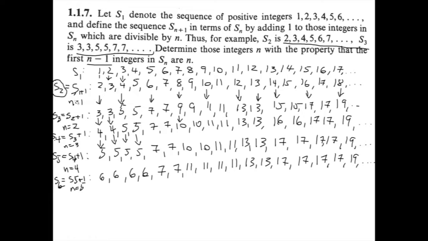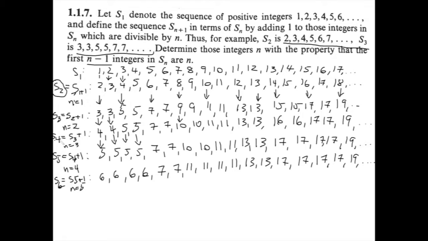Wait a minute, I'm sorry. Let me back up here. We're good with S2, right? Because for S2, n equals 2, so 2 minus 1 is 1. So the first integer is in fact a 2. So it applies for S2. What about S3? For S3, n minus 1 would be 2. So the first two integers, we ask ourselves, are the first two integers in S3 equal to 3? Well, here's 3 and 3. So yes, it works for S3.